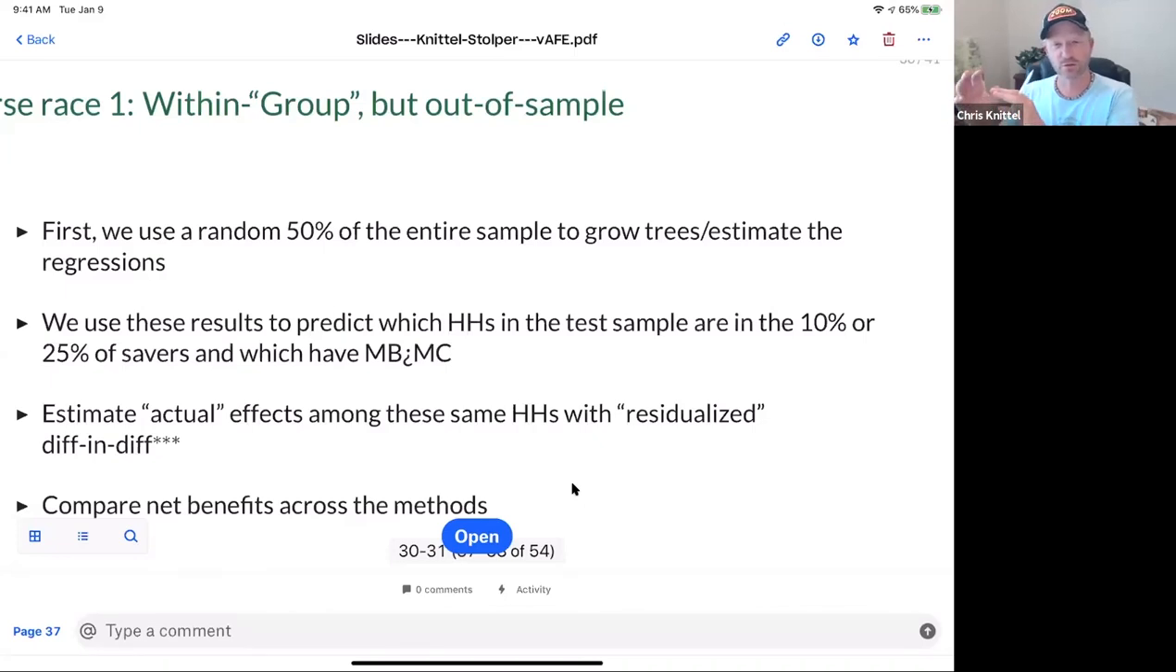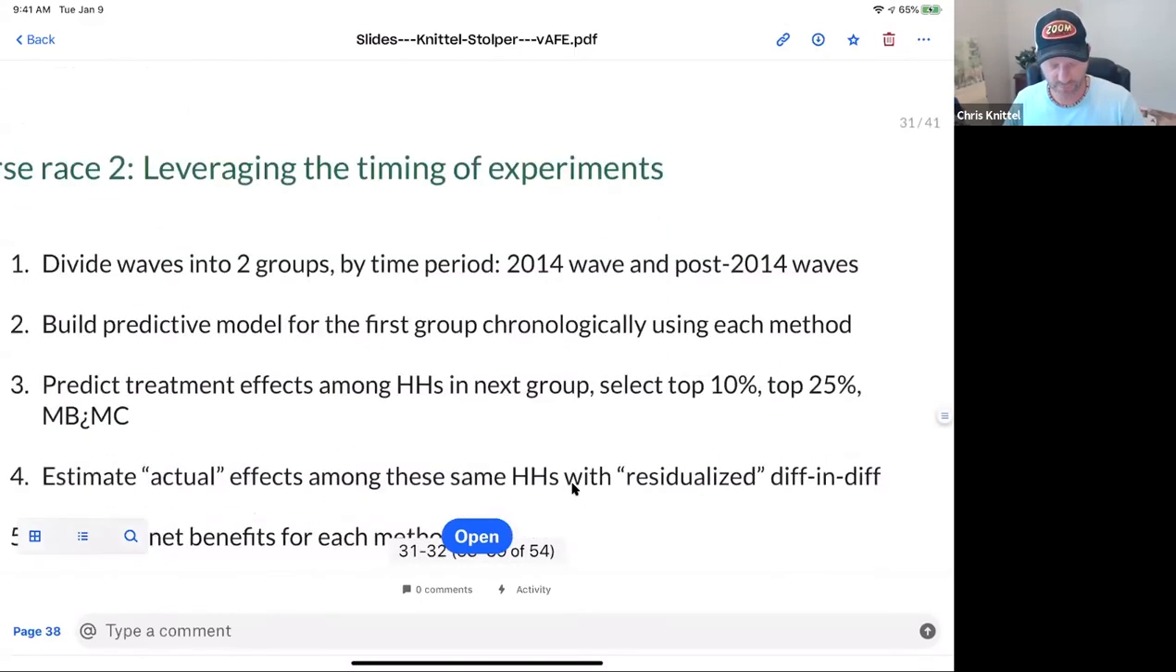We're going to do 3 selection criteria. We're going to have the method pick the 10% highest benefit households, then the 25% highest benefit households, and then we're going to have them do the full optimization of marginal benefits equal marginal cost. Okay, and then I'm going to show you the net benefits of doing that.